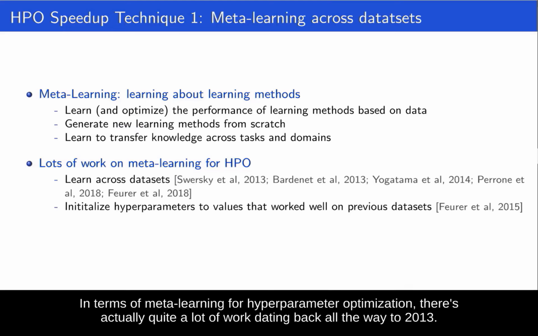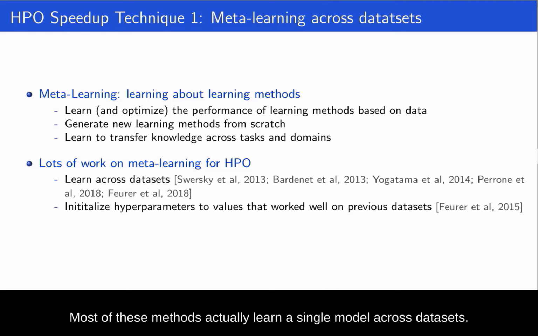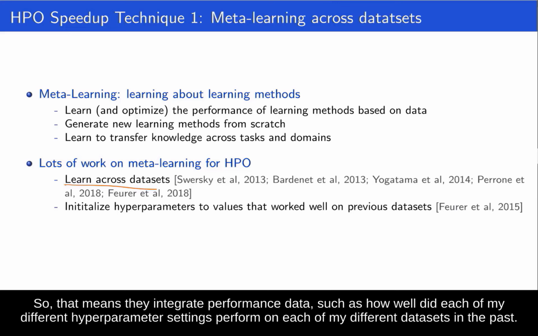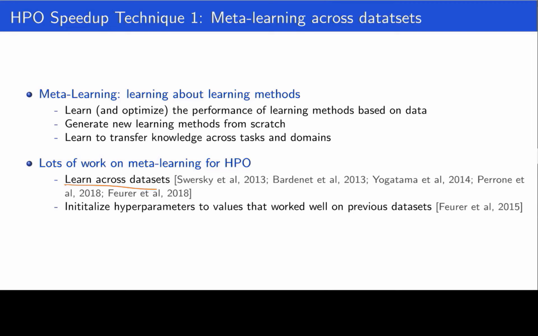In terms of meta-learning for hyperparameter optimization, there's actually quite a lot of work dating back all the way to 2013. Most of these methods actually learn a single model across data sets. That means they integrate performance data, such as how well each of my different hyperparameter settings performed on each of my different data sets in the past. And then, given a new data set, they can quickly transfer from the information learned from these previous data sets to the new data set.